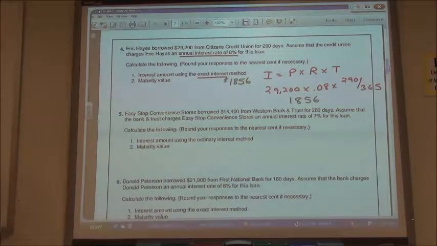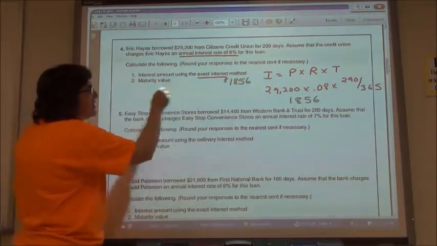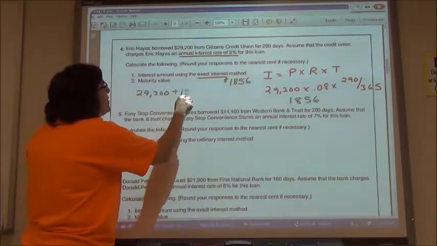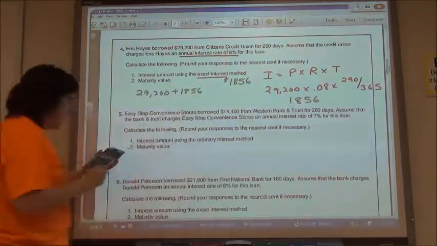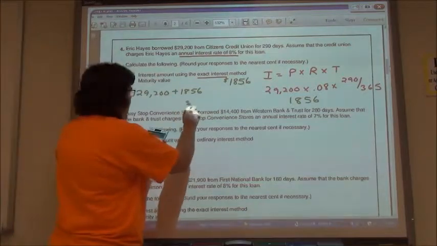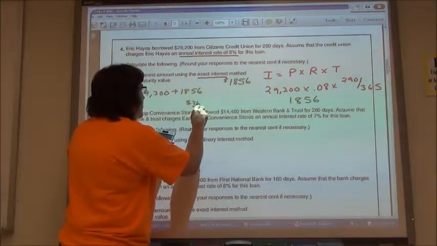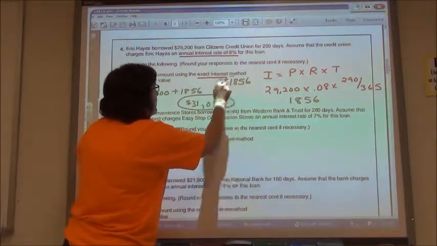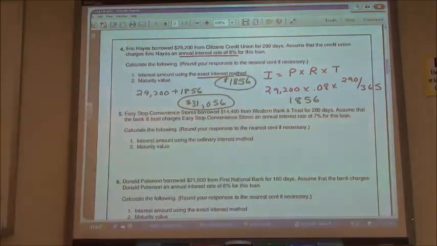My maturity value then, for the maturity value, we're just adding the $29,200 plus the $1,856. And so if I add those together, my maturity value is $31,056.